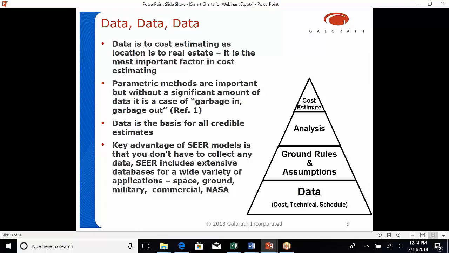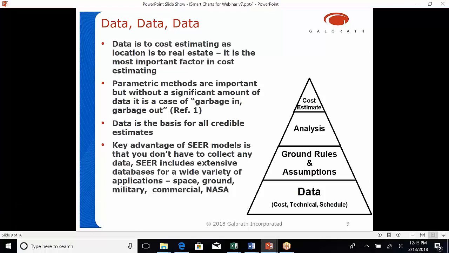Data is the basis for all credible estimates. If you look at the pyramid there on the right, the foundation for all estimates is data. That includes not only cost, but also technical and schedule. Ground rules and assumptions are then based on the data. The analysis is then built upon the ground rules and assumptions and the data, and the cost estimates then result from this entire process.